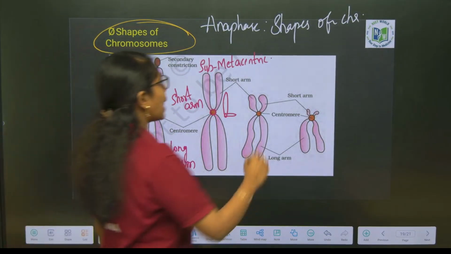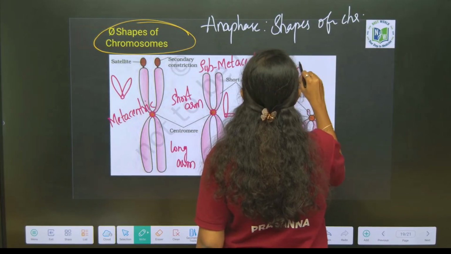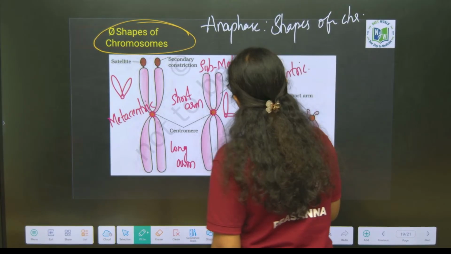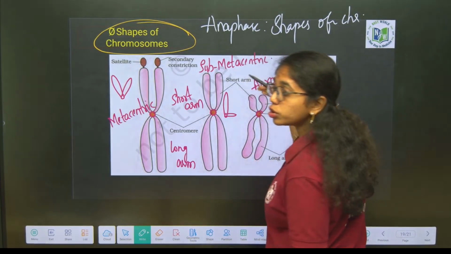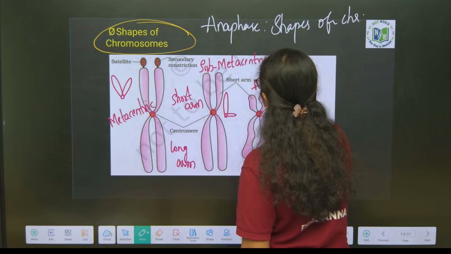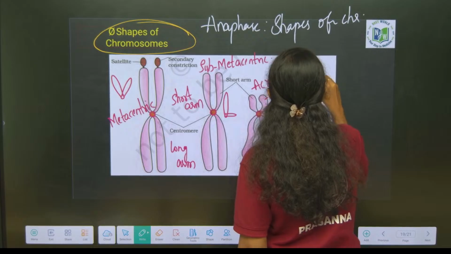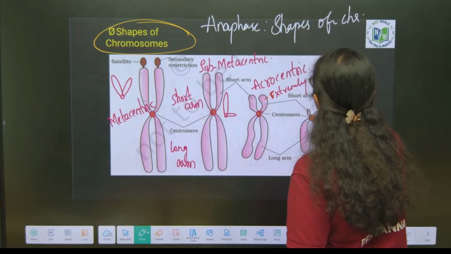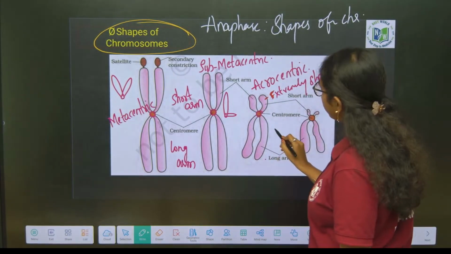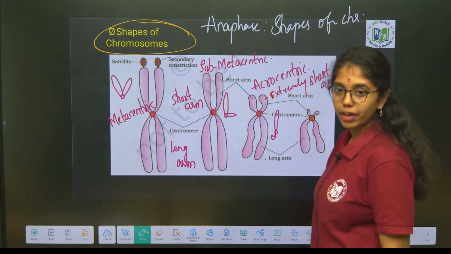And lastly, it is the acrocentric chromosome, where the centromere is very close to one end, resulting in one extremely short arm and one long arm. This shows what shape? J shape, one extremely short arm and one very long arm.